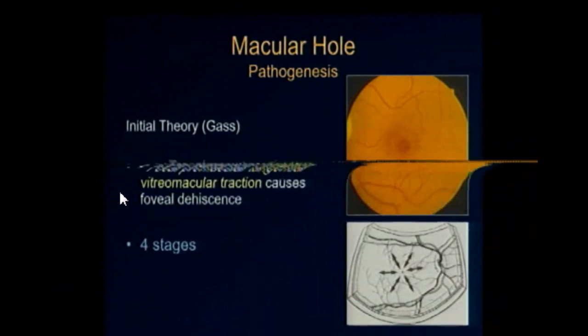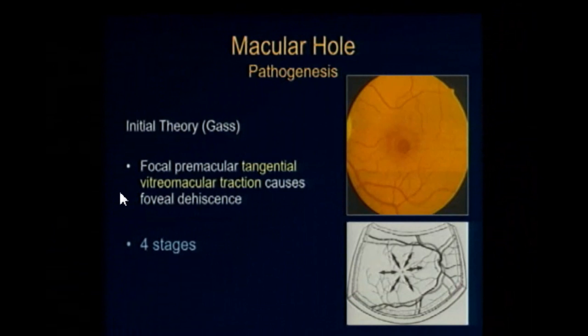Now, initially, Dr. Gass proposed that the macular hole is due to a tangential traction of the vitreous. And now, with OCT, we know that it's not just that. Some posterior traction of the vitreous onto the fovea can cause a macular hole.